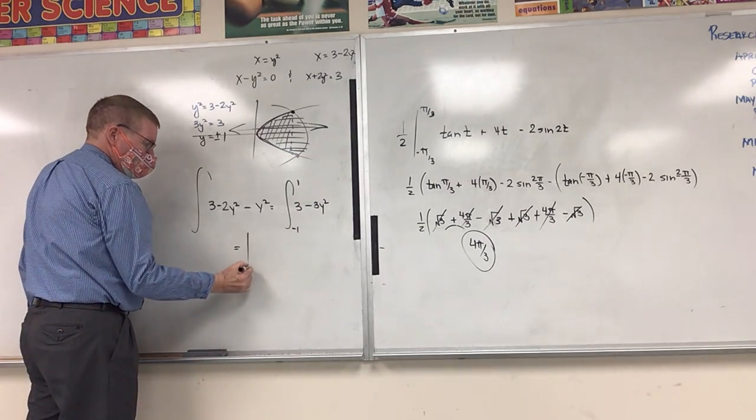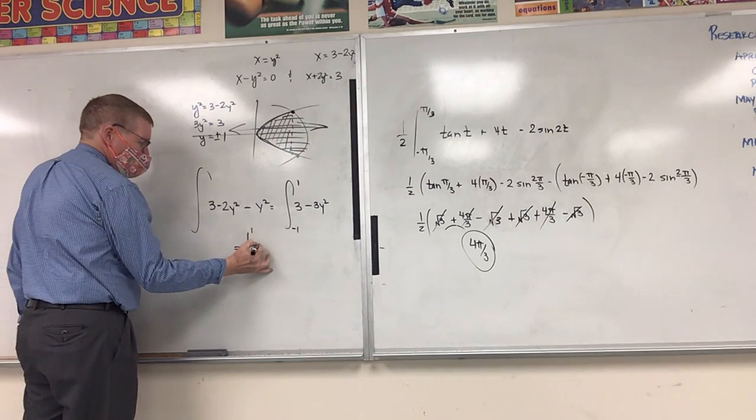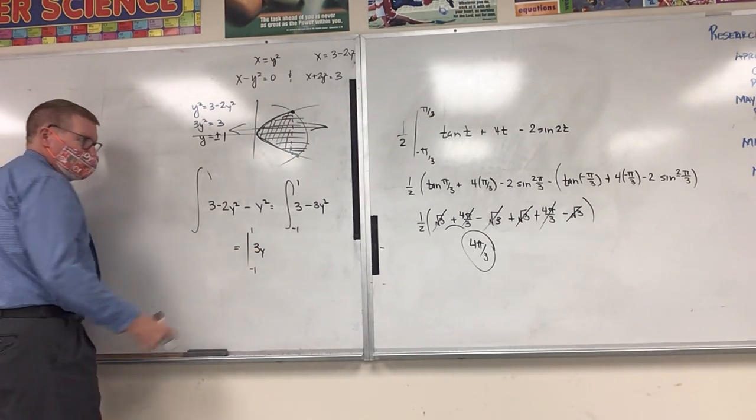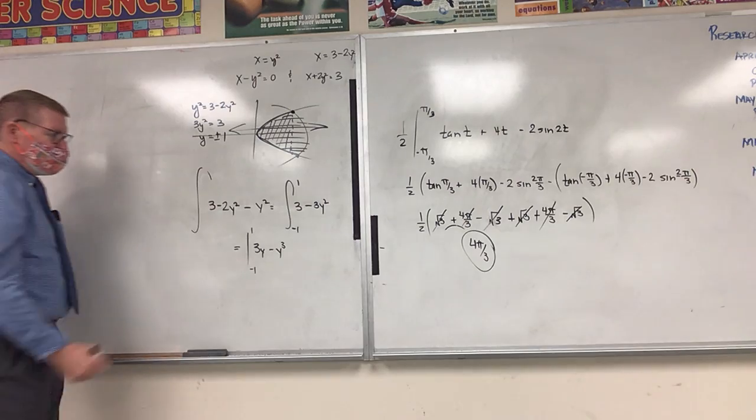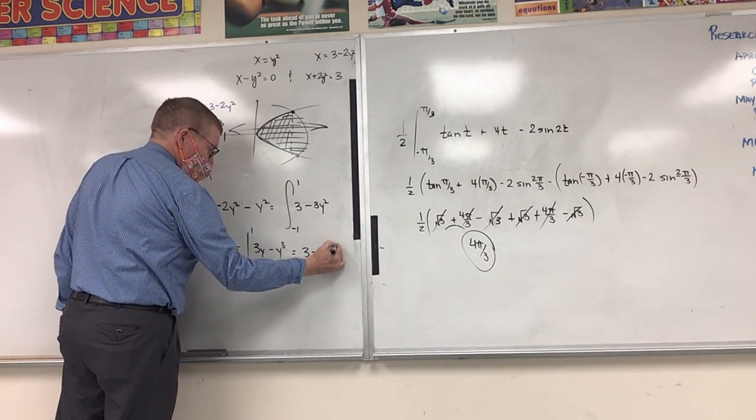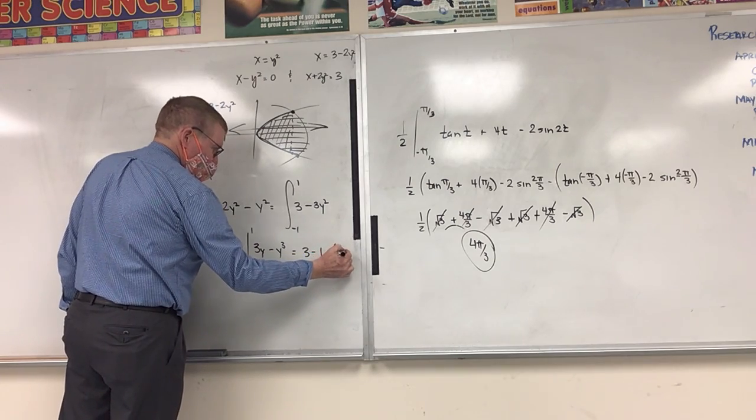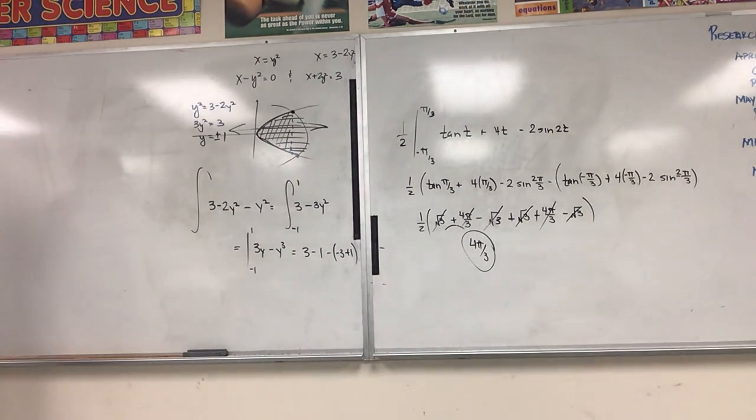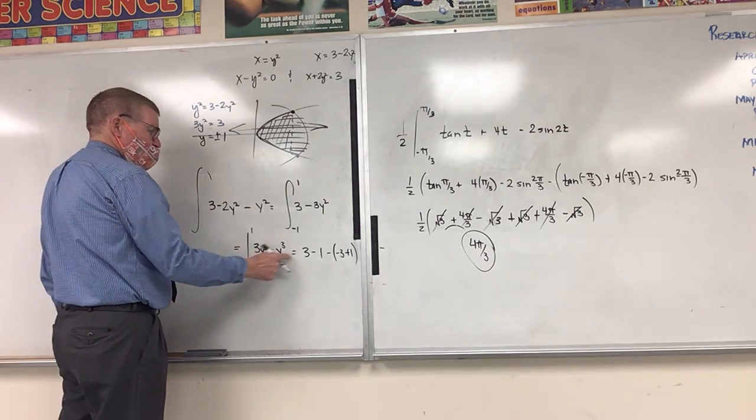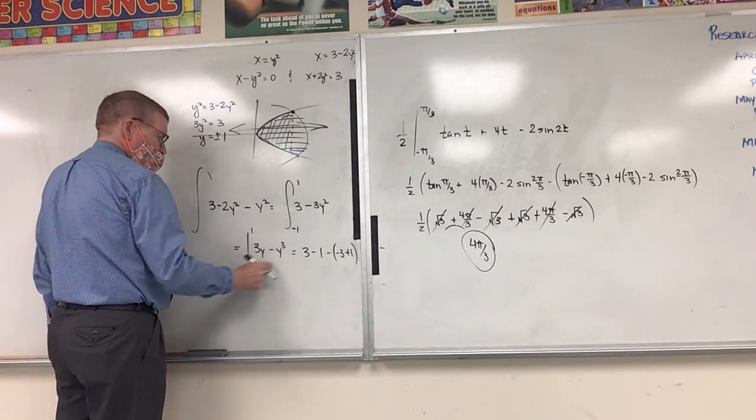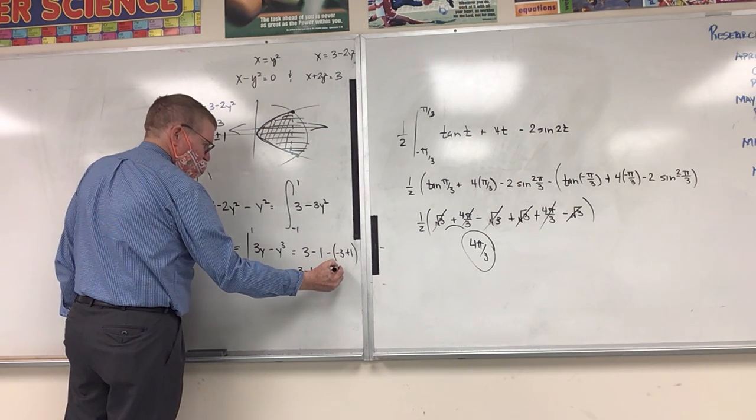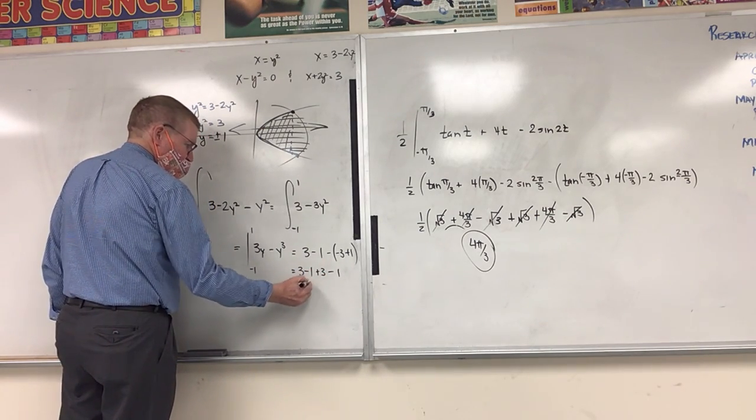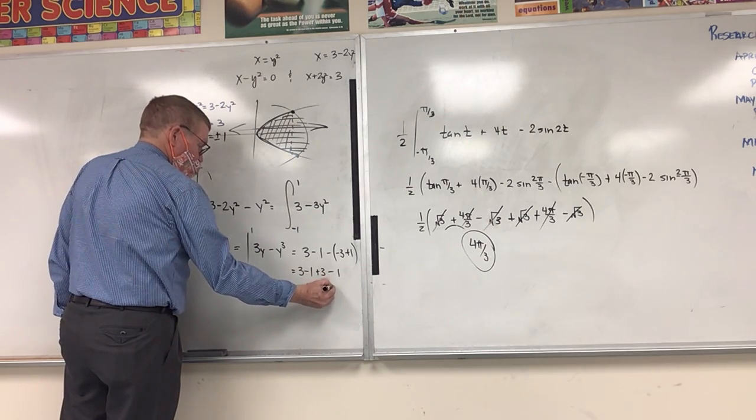Now I'll take the integral. Integral of 3 is 3x, in this case 3y. The integral here is going to be y cubed. That's going to be 3 minus 1 minus -3 plus 1. Correct? 3 minus 1 minus, and I put -1 in, -3, -1 in, plus 1. That's going to be 3 minus 1 plus 3 minus 1. That's going to be 4 units squared.